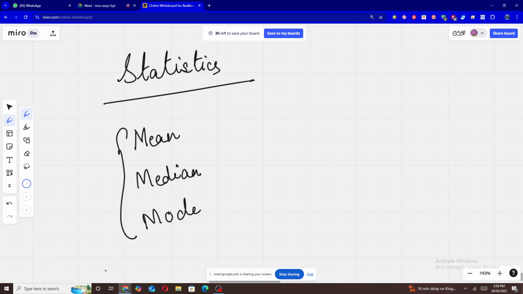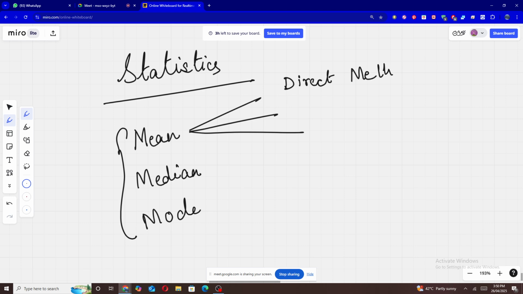Okay, so now mean, what is the meaning of mean? Mean is your average. So we will be learning three different types of methods to find out mean. Direct method, shortcut method, and step deviation method.